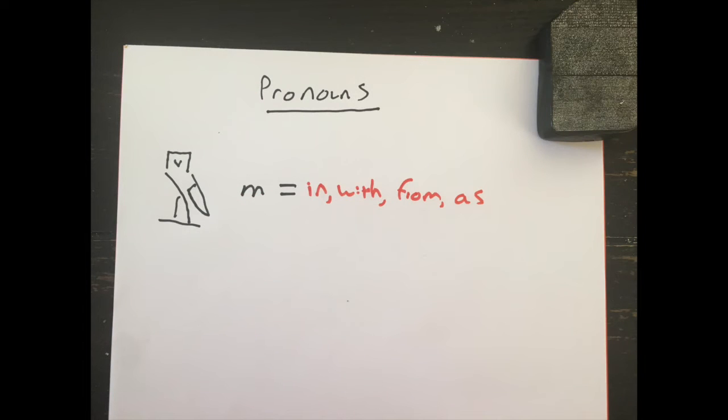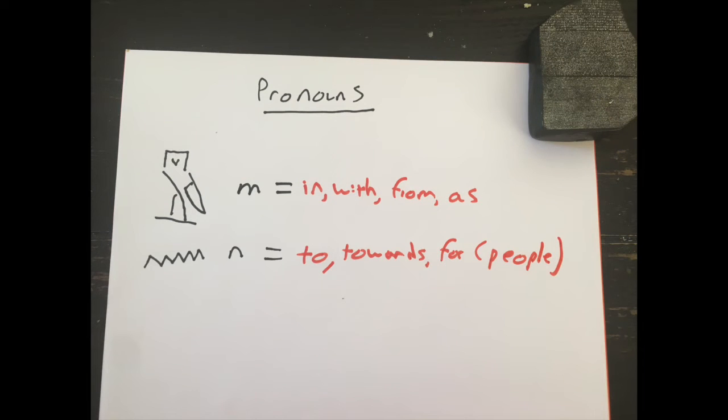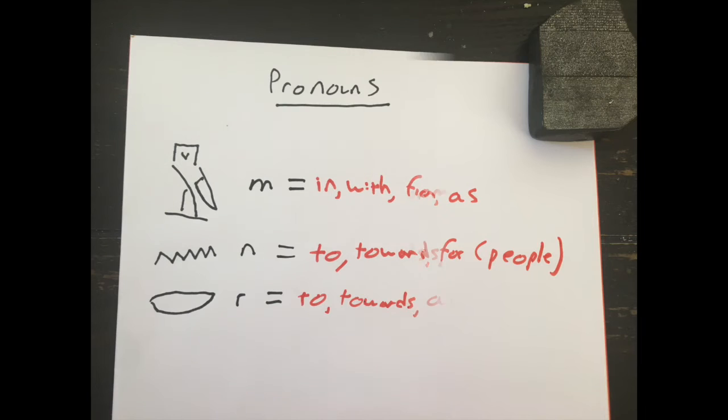All right, so jumping into the vocabulary, we're going to start with a little bit of review as well, since we haven't done these words in quite a few weeks. Starting with pronouns. So there's a lot of pronouns in Egyptian that are single glyphs, but have multiple meanings, like M, the owl, can be in, with, from, or as, again, depending on the sentence. And also N, the water, can be to, towards, or for a person. So if you're saying to a man, or to a king, or to a servant, or for a servant. So that works when you're going towards a person or a human, an individual.